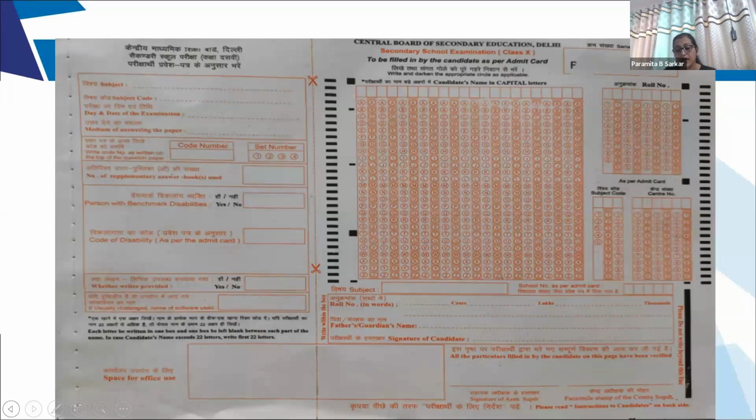Now, ensure that your signature on the admit card and on the answer booklet is identical. When you receive your admit card, you have to sign it. That signature on the admit card and the signature on this answer booklet should be identical to avoid any further confusion. I hope I am clear with these question paper and answer booklet guidelines. Okay, let us move to the next.